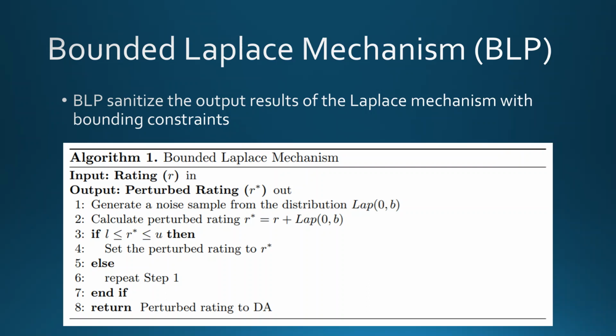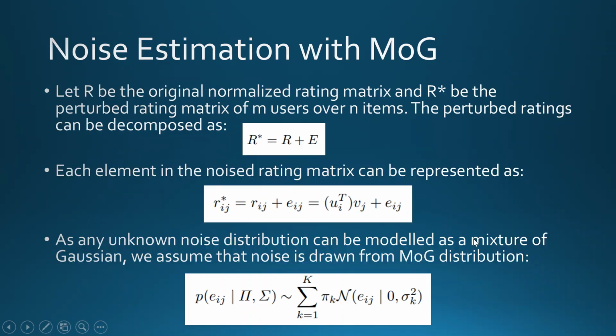But we are not violating the differential privacy principle here, which I have also proven in the paper. To summarize what I have said in the paper, we are not limiting the range of the noise. Instead, we are regenerating the noise and recalculating the perturbed rating until it falls within the given range.